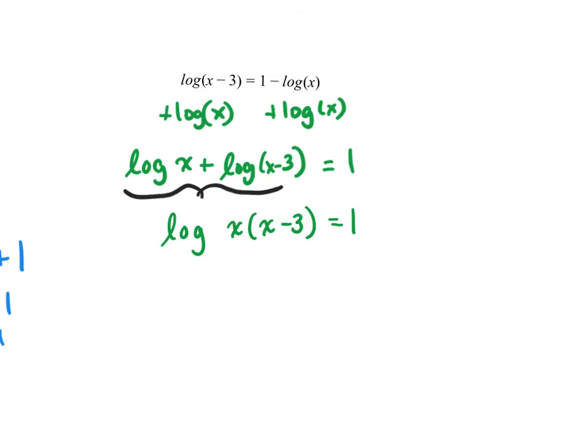So now it is in log form, so now we can switch to exponential. Now, this one doesn't have a base, so remember if there's no base in a log, we assume it to be 10. It's the common log. So when I switch it to exponential, it's 10 to the 1 equals x times x minus 3.